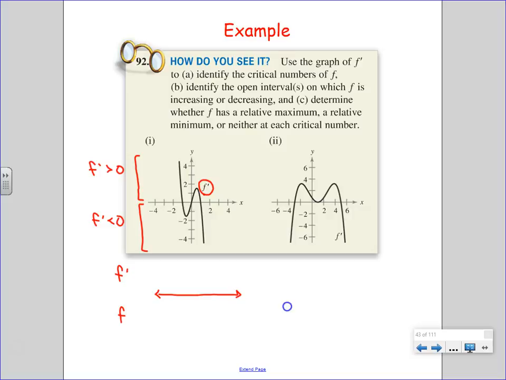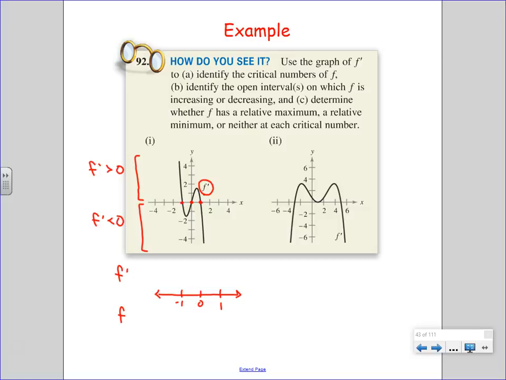First of all, where are the zeros of F prime, or the critical numbers? Wait, how did I find those? Did I go to mins and maxes? No. I'm looking for the zeros of the derivative. Where were the zeros? I was kind of zoomed out. Negative 1, 0, 1.